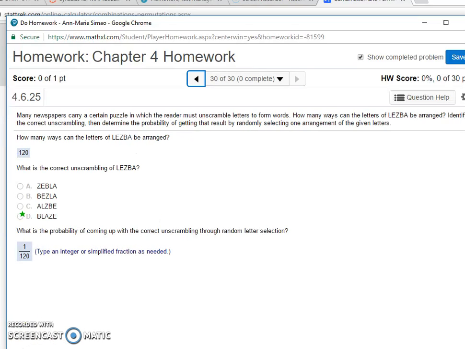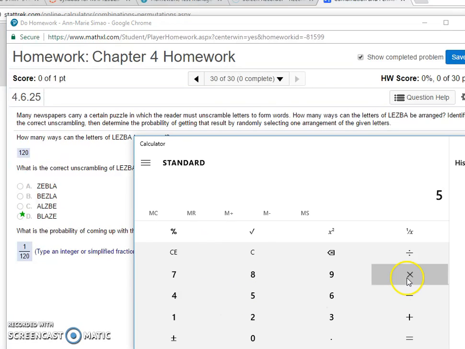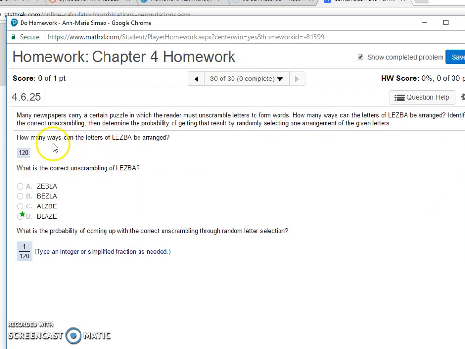Many newspapers carry a certain puzzle in which the reader must unscramble the letters to form a word. How many ways can the letters L-E-Z-B-A be arranged? Well, there's 1, 2, 3, 4, 5, so that's 5 factorial. This is small enough, so I can do 5 times 4 times 3 times 2 times 1, which is 120. So 120 different ways. And what is the correct unscrambling of L-E-Z-B-A? Well, the word that's going to make sense, blaze. And the probability of coming up with that? Well, there's one correct and there's 120 different ways to do it, so 1 out of 120.